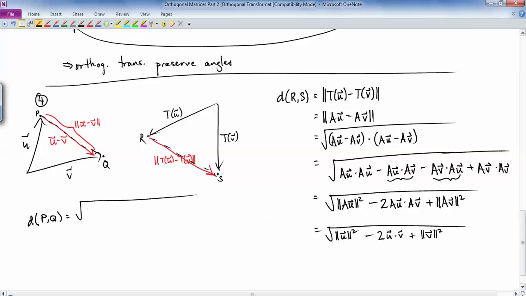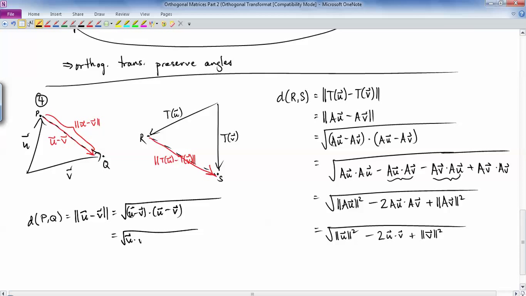Now, if we looked at the distance between P and Q, these calculations are quicker. It's the magnitude of U minus V, which is U minus V dot U minus V. And so then that ends up being U dot U minus U dot V minus V dot U plus V dot V. And then we know that this is the same thing as magnitude of U squared minus 2 U dot V plus magnitude of V squared. And these guys are the same.